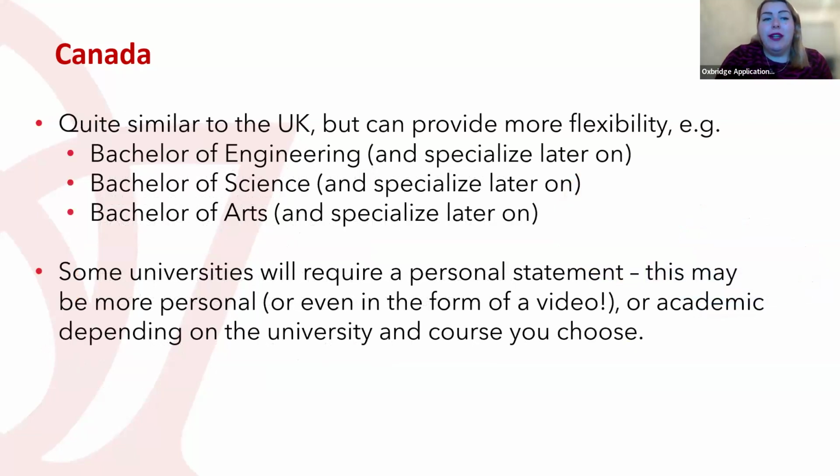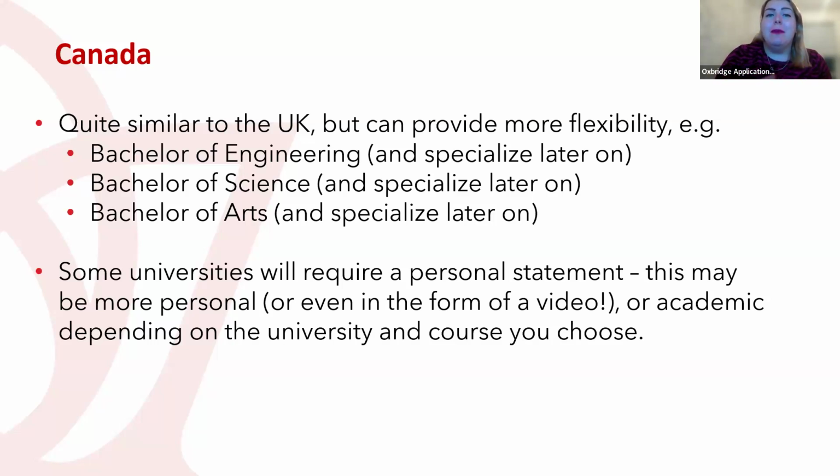In a similar vein to Australia, these are options that are quite similar to the UK, but provide a little bit more flexibility than what you're expecting in the UK and what we've just heard about in Australia. So for example, you can actually apply to a Bachelor of Engineering, similar to Cambridge, because you will focus on the broader sense of engineering to begin with for your first year or so, and then decide how you wish to specialize, whether that is civil engineering, aerospace engineering, design engineering, etc. The same goes for science and arts.